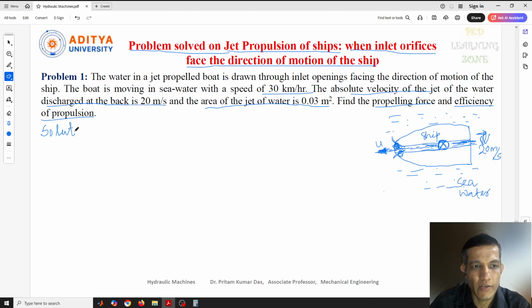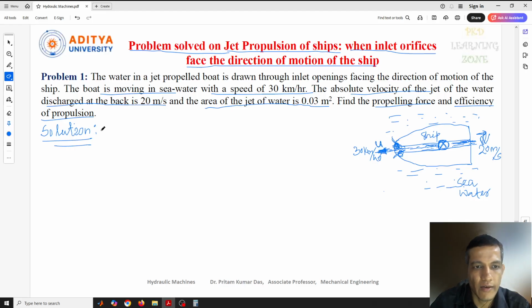We can write what data are given here. By seeing the question, you can find that initially the boat is moving in sea water with a speed of 30 km per hour. So this u is nothing but 30 km per hour. This is the movement of the ship.